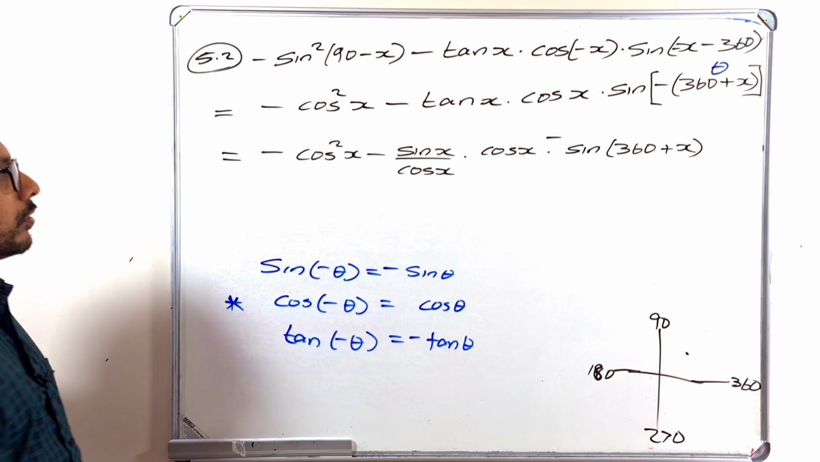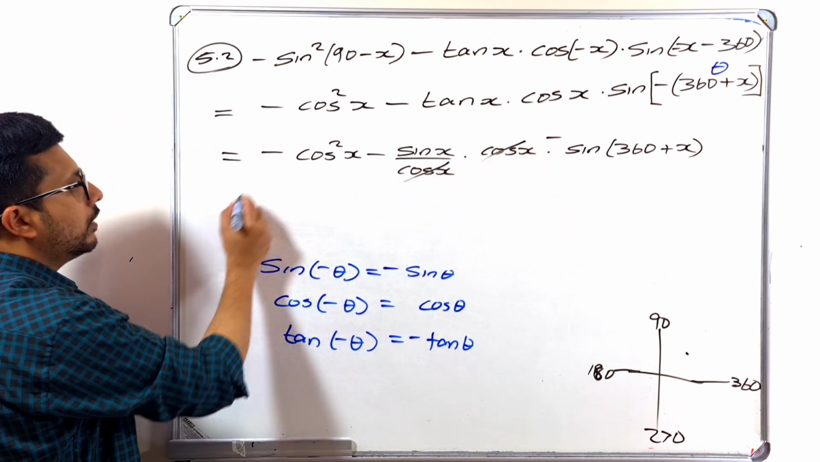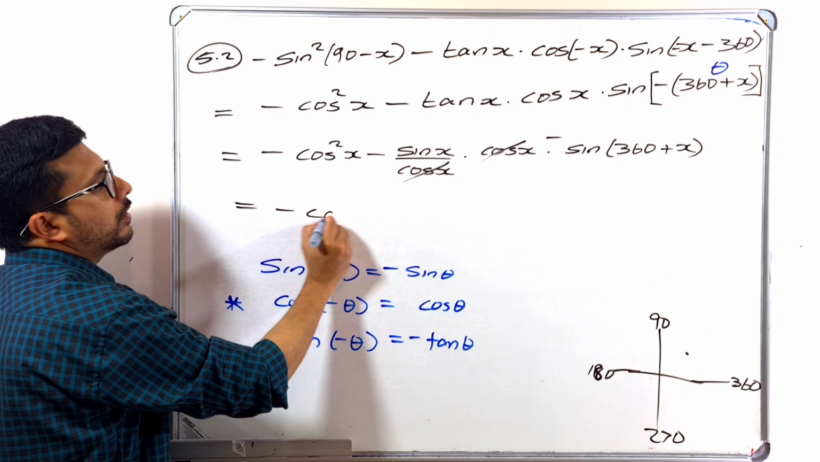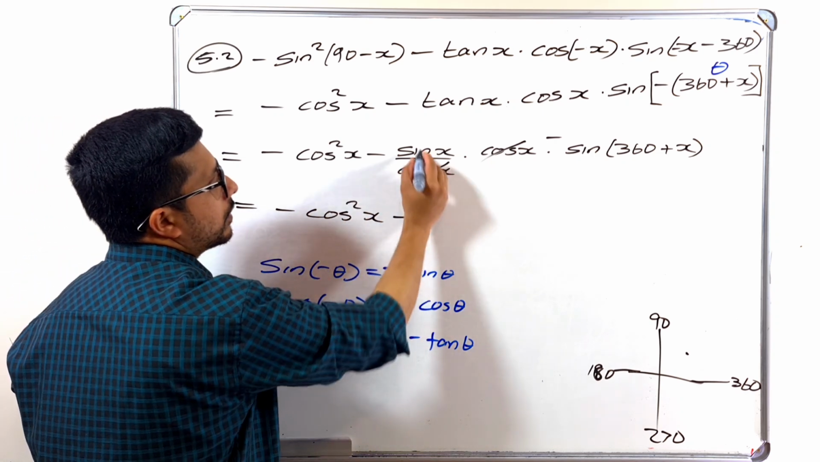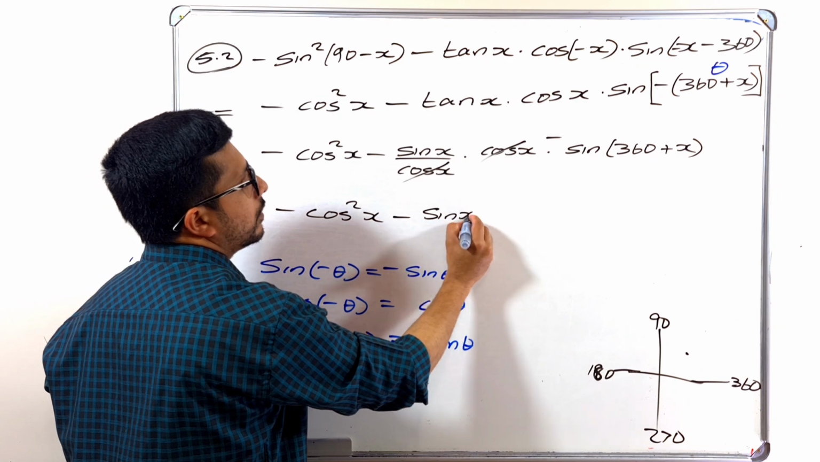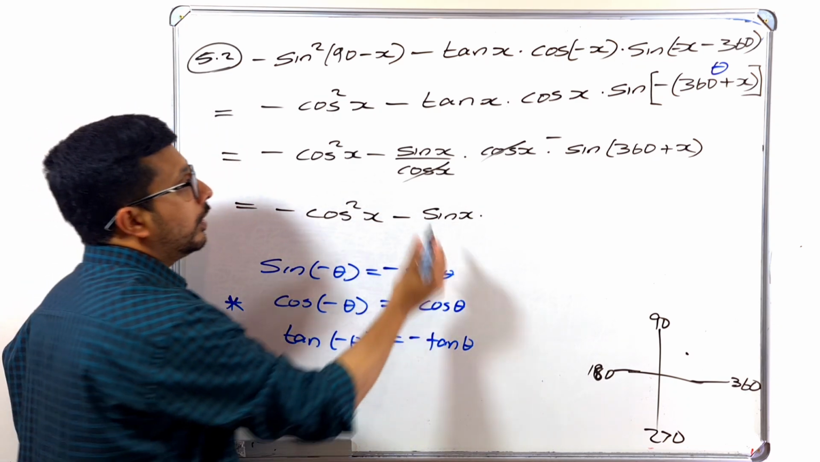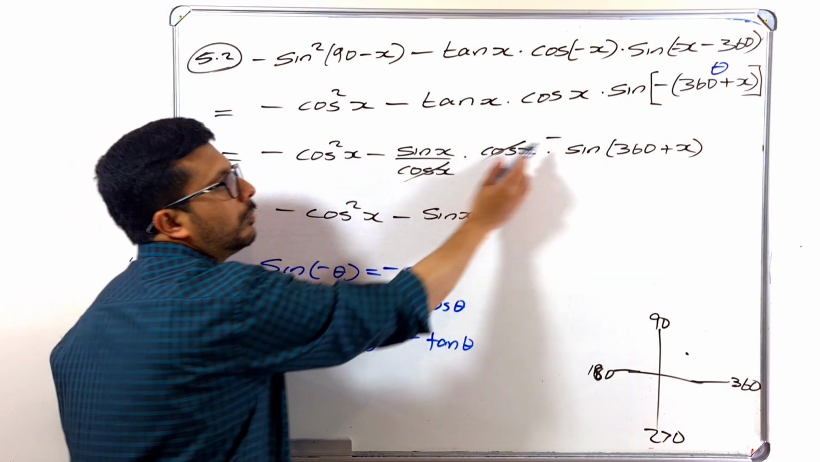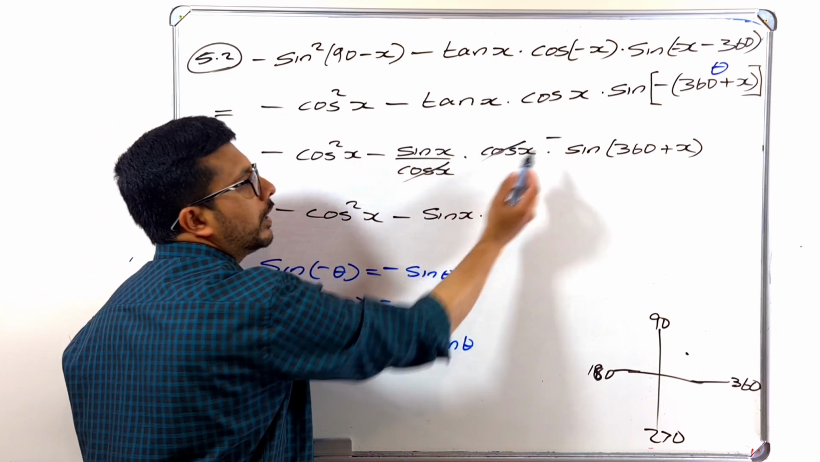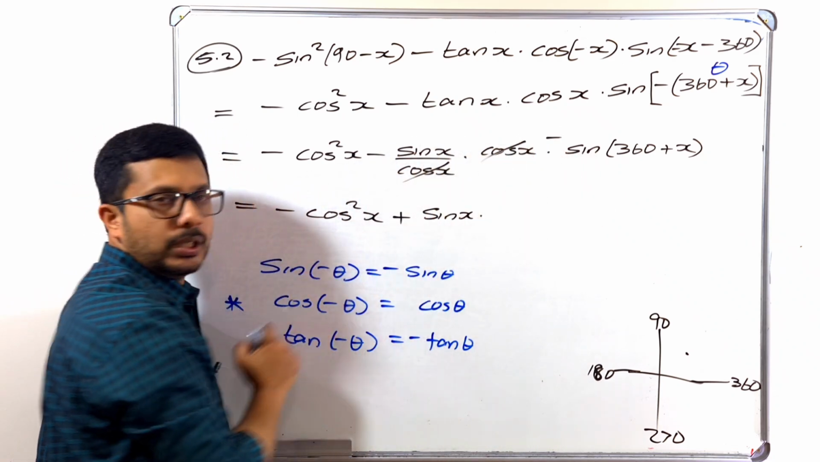Now look at this cos x and this cos x, we can cancel. So remaining is minus cos square x, then minus sin x times. Now look at this one. This minus times this minus. Minus times minus, all of these are multiplication, is it not so? So minus times minus is going to be plus.